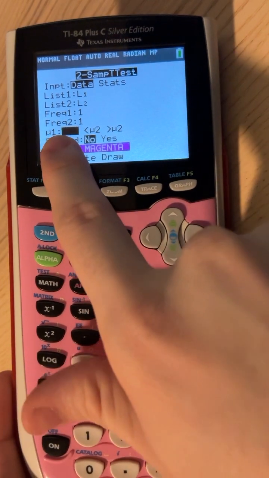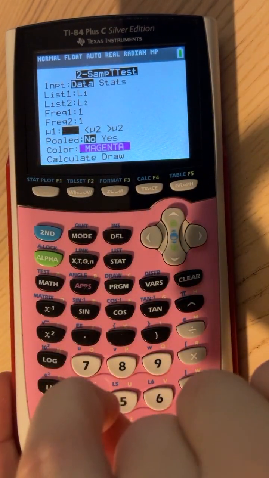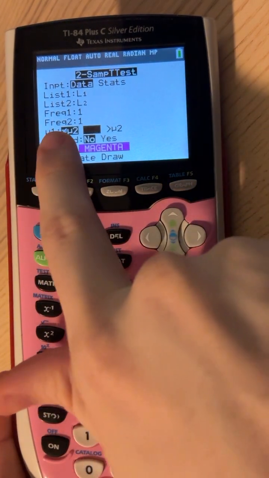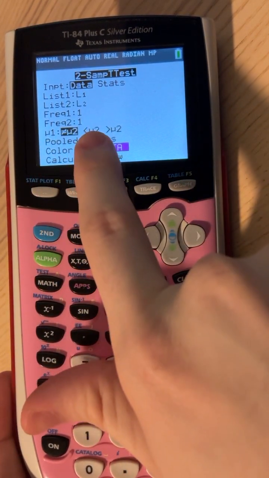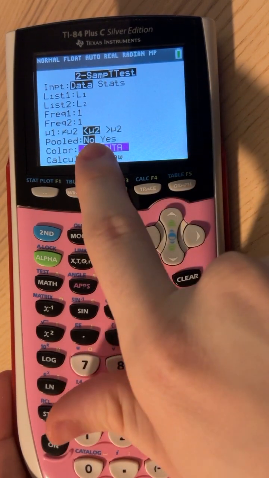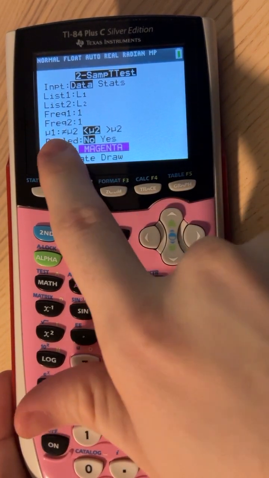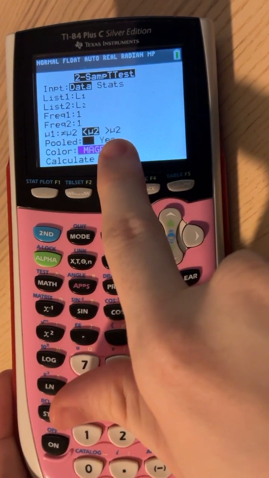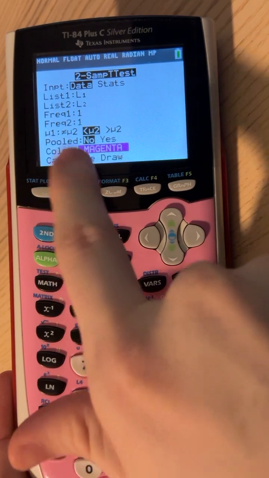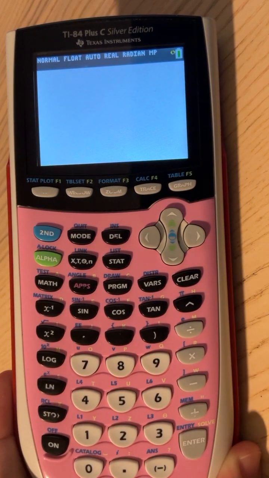Now let's say we wanted to test if the gamer population sleeps less than the non-gamer population on average. So we would put mu1 less than mu2 as our alternative hypothesis. Then, unless you have a great reason to believe that the population variances are the same, you would hit no for pooled. If you think they're the same, you hit yes. Then we'll go down and calculate it.